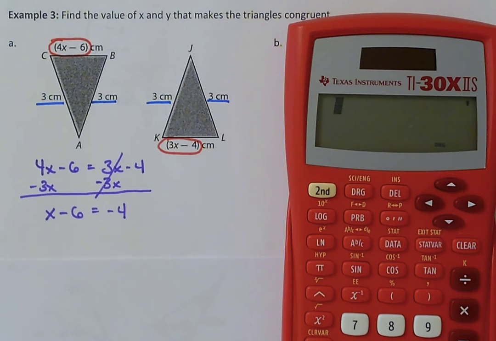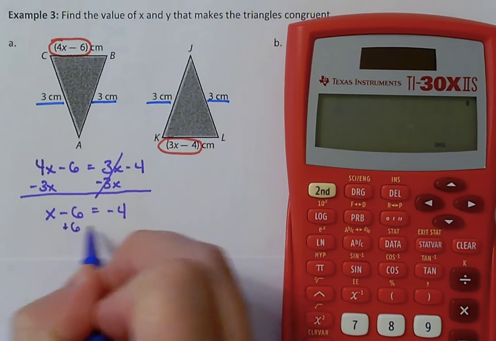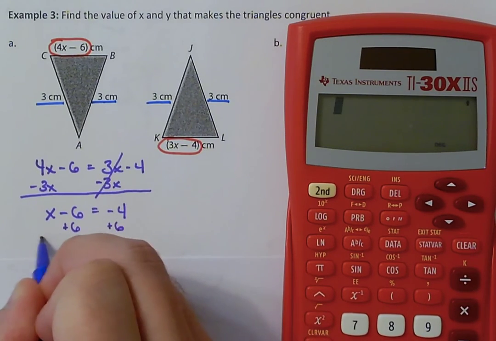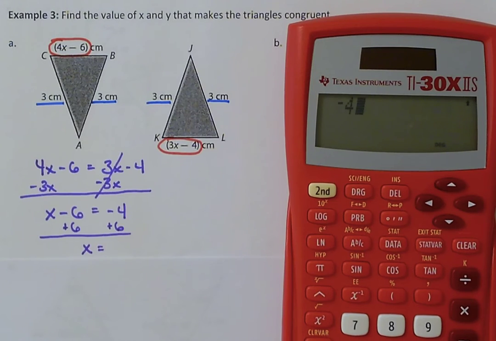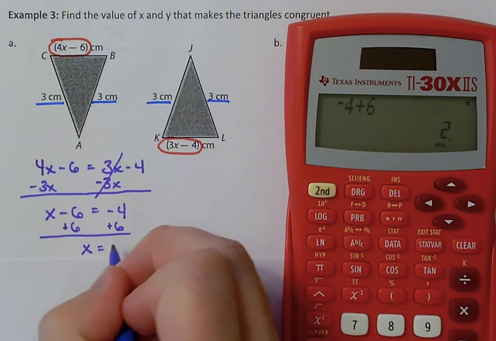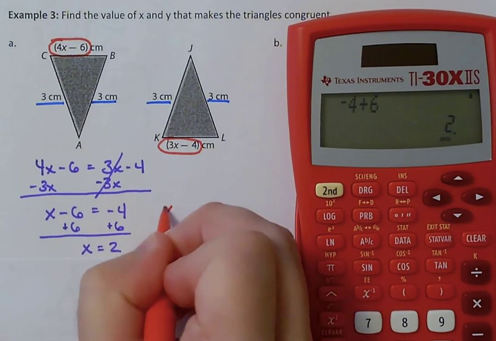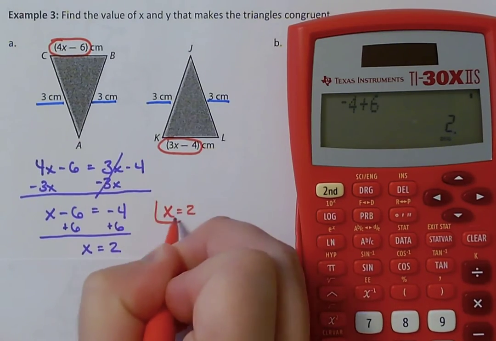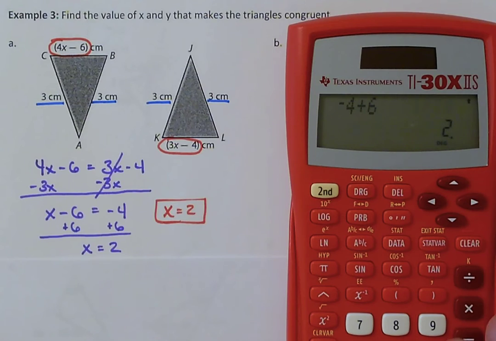And then continuing to use our algebra skills, we just have to add this 6 to both sides. And if we do negative 4 plus 6, we end up with 2. So for part A, we need x to equal 2 to be able to say that these two triangles are congruent.